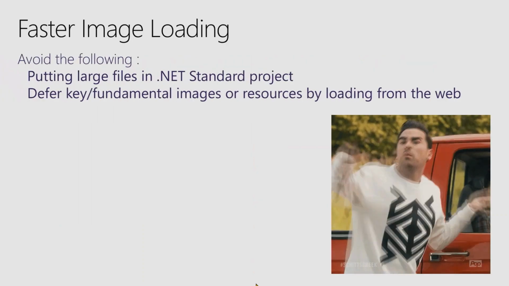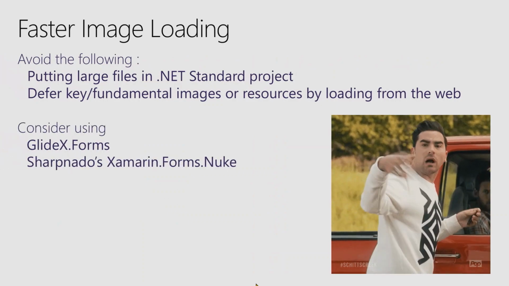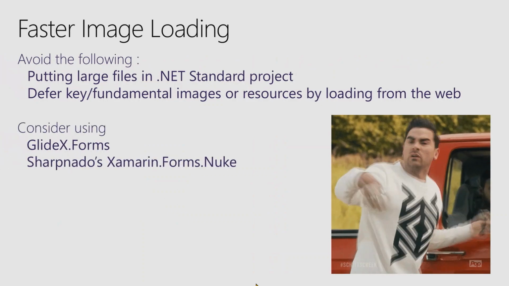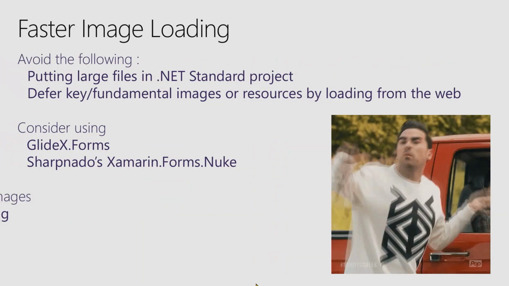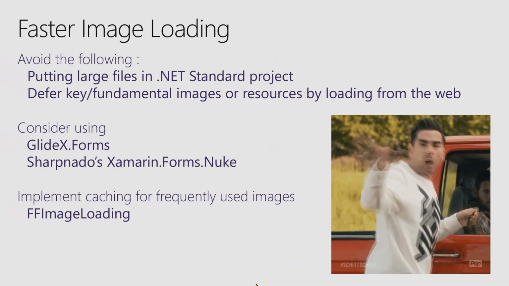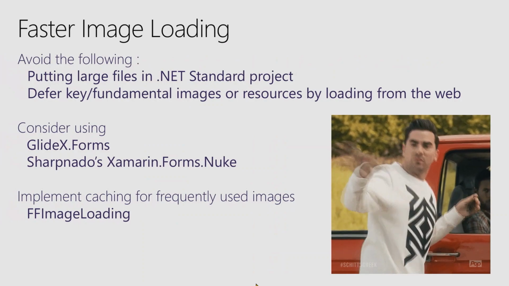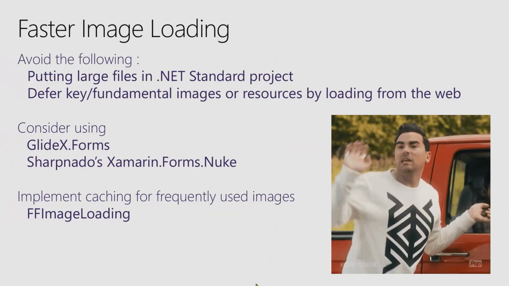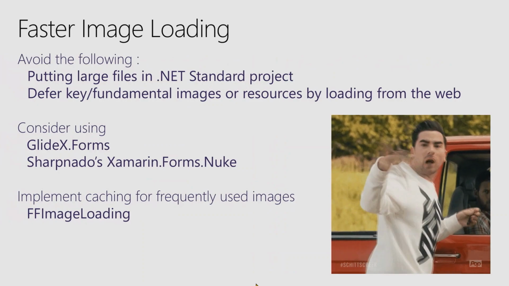Same thing for images, continuing with it. Avoid putting large files and loading it from your net standard projects. And if it's things like icons, tab bar images, try not to load those resources from the web. Be smart about it, make smart decisions. Some of these images can be just embedded by default into the app. The others can, of course, be downloaded using the internet.